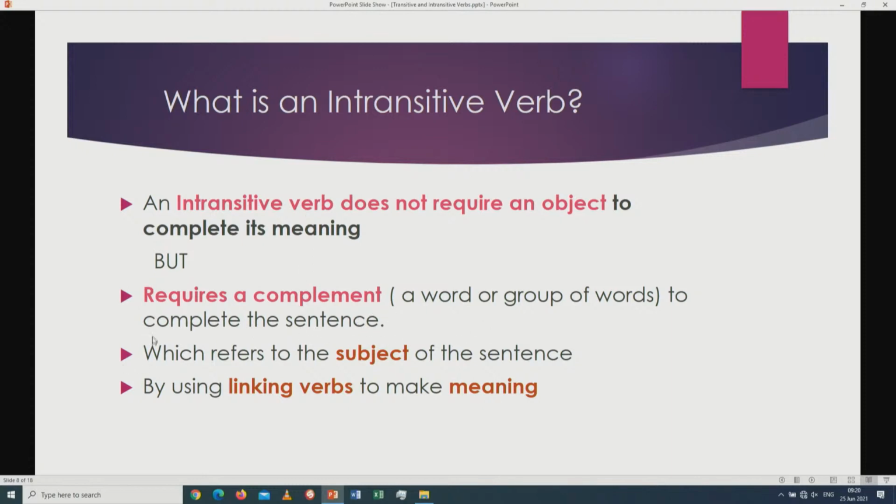In other words, there must be a group of words that refer to the subject, the doer. And we have to use linking verbs to make meaning. Let's go through that again. An intransitive verb does not require an object to complete its meaning, but it requires a complement, which means a group of words to complete the sentence, which refers to the subject. So the group of words must refer to the subject, the person, the doer, right? And we have to use linking verbs to make meaning, right?